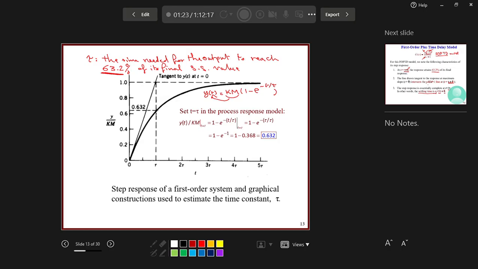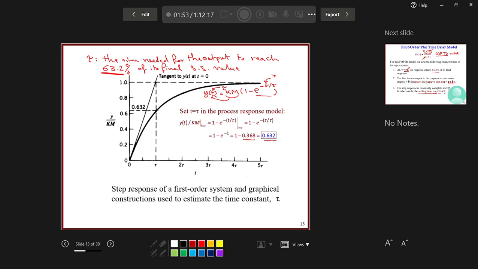What will be the value of y? If I substitute t with tau, you can see that this will be e to the minus 1, and e to the minus 1 is 0.368. So 1 minus 0.368 is 0.632. And this is the ratio, which when you convert it to percentage, will be 63.2.